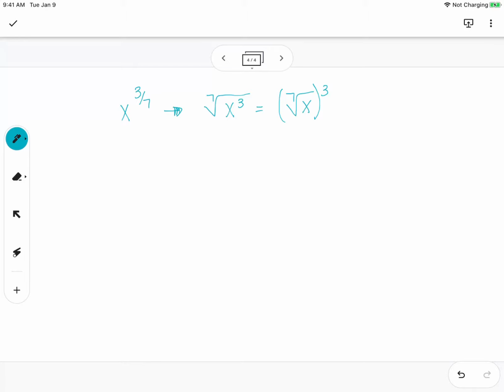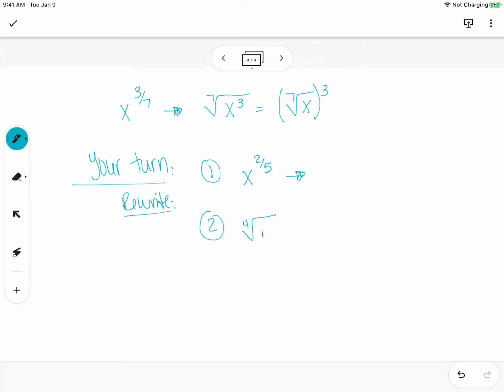So I want you guys to try these problems. Just rewrite them. Okay, don't try to simplify them or do anything crazy. Just rewrite this. Let's see here, x to the 2/5, write that as a radical.